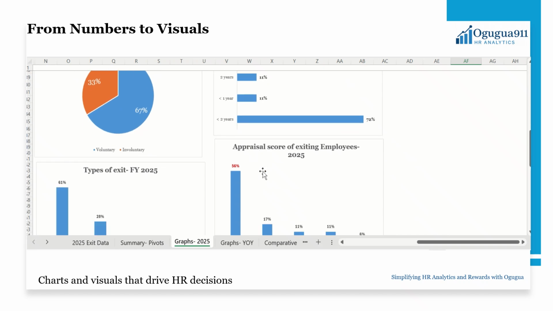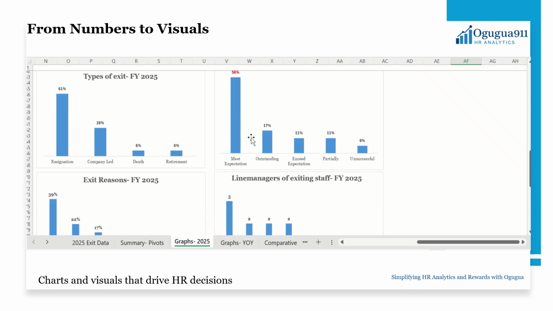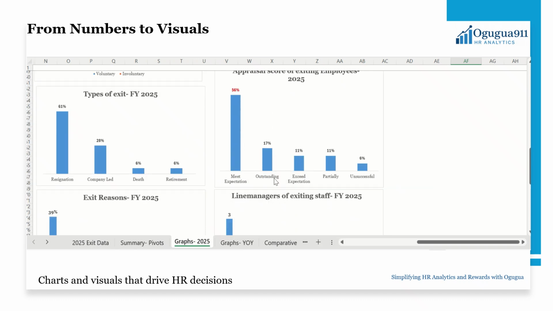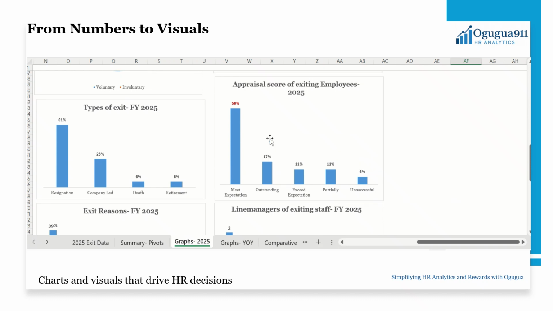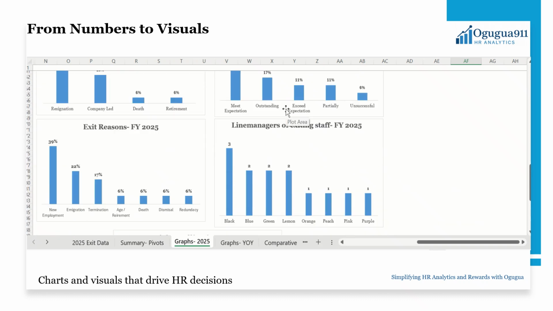For average appraisal score, we also found out that good performers are exiting. 56% of them had meet expectations. We had 17% of our exits reporting as outstanding. That means outstanding performers are exiting. So we need to find a way to retain our high potentials.